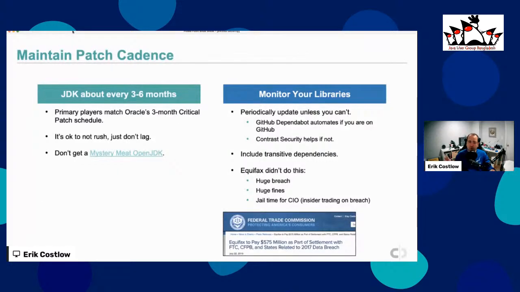If you miss one, if you're a little bit behind, I understand. We can't patch things all the time. Just do a good job of keeping up with periodically patching the JDK. For your libraries themselves, you'll want to periodically upgrade those libraries unless you know that you cannot. If you have your project hosted in GitHub, they have a nice tool called GitHub Dependabot, which will submit pull requests to your project to update those libraries.